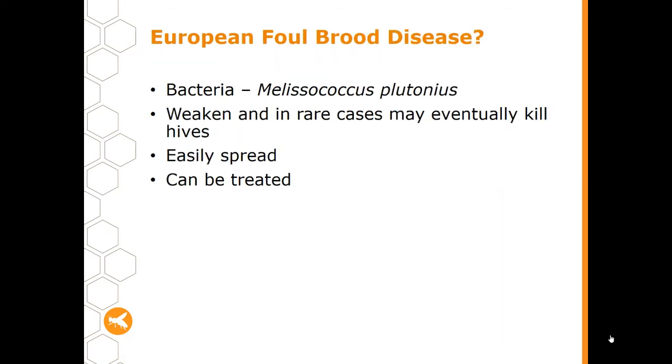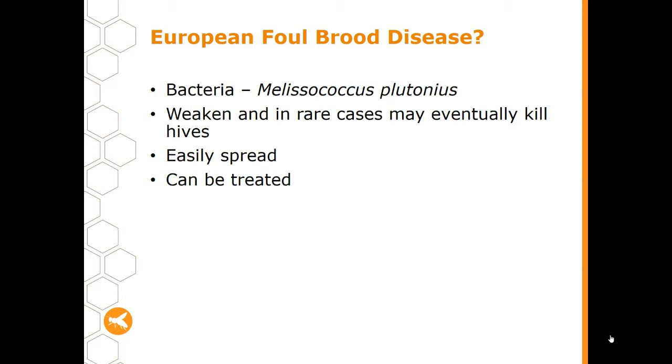Now, the next disease I'm going to talk about is European foulbrood disease. It again is a bacterial disease, and it causes your hive to become weak, and in some cases it will kill your hive. Again, like AFB, it's very easily spread, but unlike AFB, it can be treated, and this is because it doesn't form those very long-lasting resistant spores that AFB does.